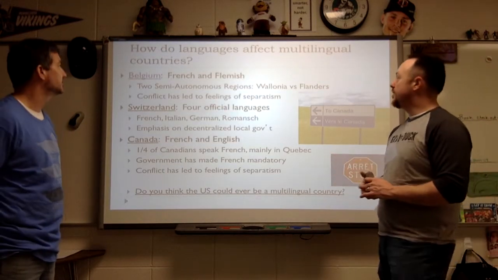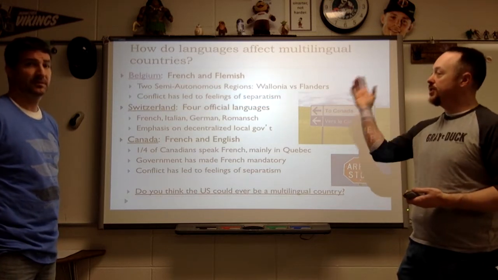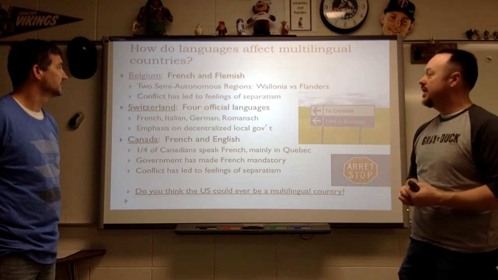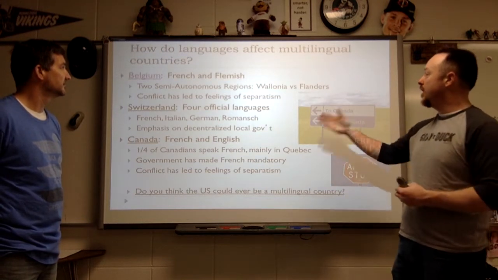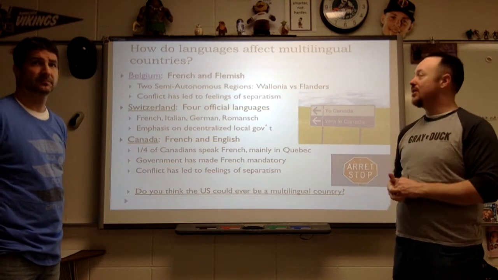So we look at how languages affect multilingual countries. Obviously, we have some good examples of this. Belgium, they talked about in your book as well. They have two different major languages, French and Flemish. And the two regions, Wallonia and Flanders, are very semi-autonomous at this point. They don't really get along real well.